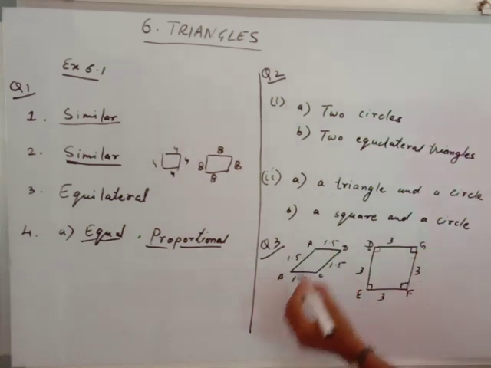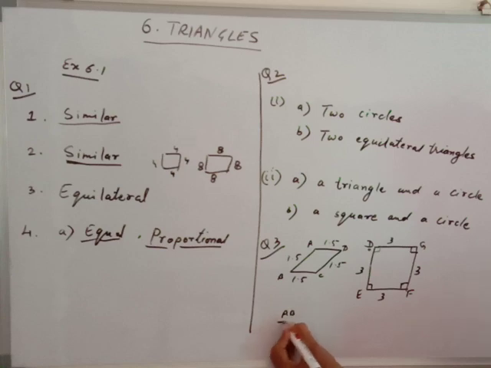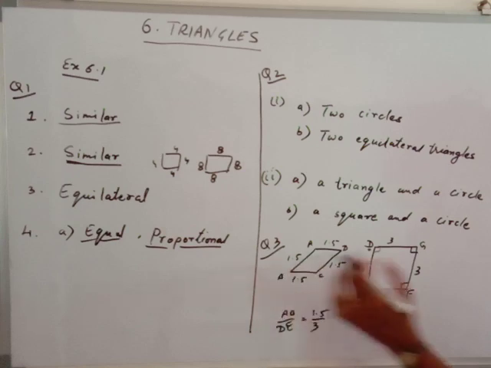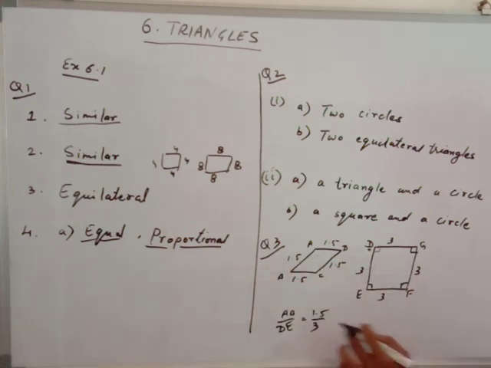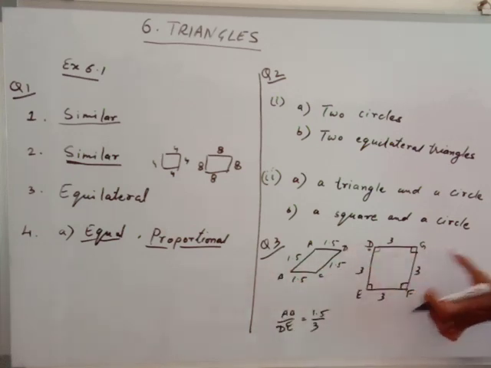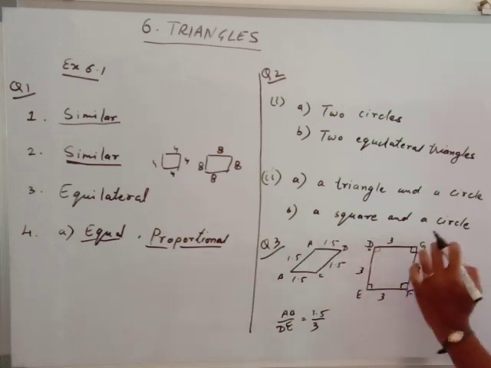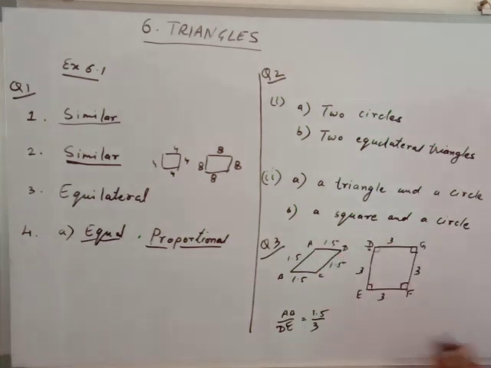Okay, so if I am taking AB upon DE, it is 1.5 by 3. So you take any pair of sides, BC upon EF, that is also 1.5 by 3. DC upon GF, that is also 1.5 by 3. AD upon DG, that is also 1.5 by 3. So the sides are in the same proportion.